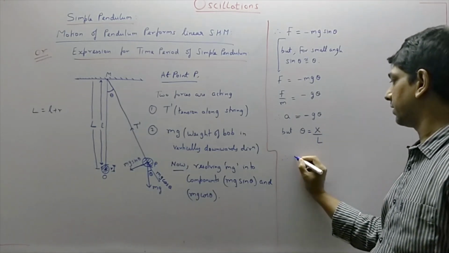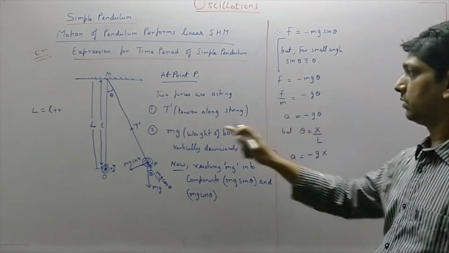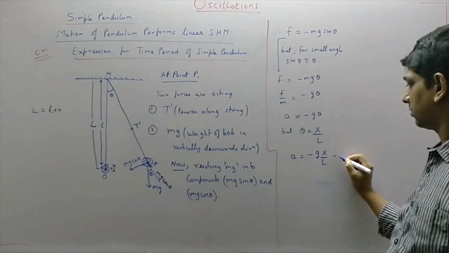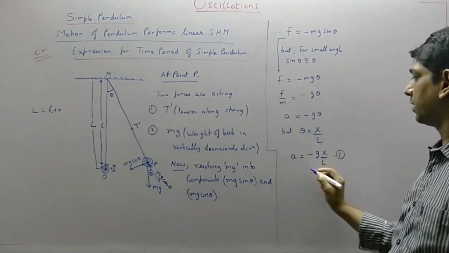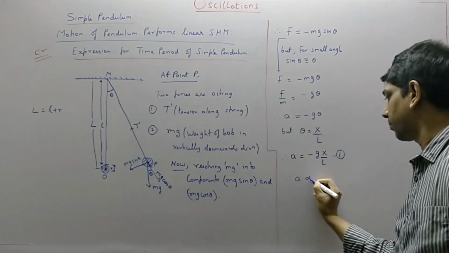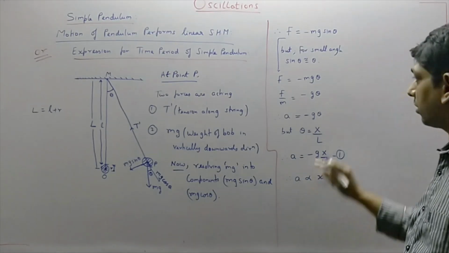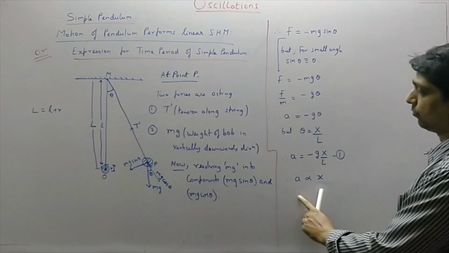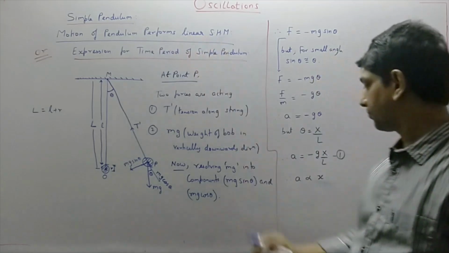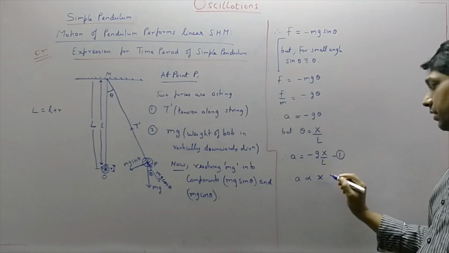Therefore the acceleration we get is a equal to minus g theta, the angular displacement, and this angular displacement depends upon x upon L. I'm putting this as equation number 1. It tells you that acceleration is proportional to displacement, or we can also say force is proportional to x. It gives you the definition of linear simple harmonic motion: a is proportional to x.